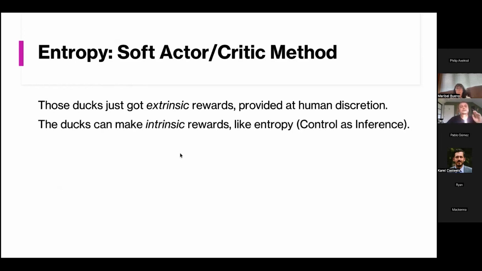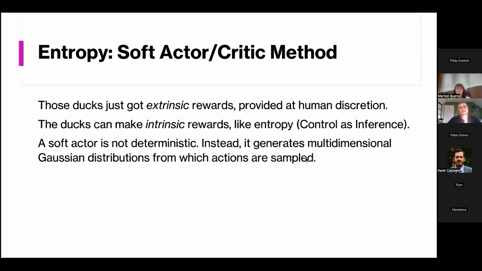There are intrinsic rewards, which the ducks make for themselves. And that boggles me a bit. But one of them is called entropy. Another term related to entropy is control as inference. So what does this mean? Well, a soft actor is not deterministic. Whereas a deterministic neural network, you give it the same input 1,000 times, it'll give you the same thing 1,000 times. A soft actor, it's randomized. It generates multidimensional Gaussian distributions from which actions are sampled.